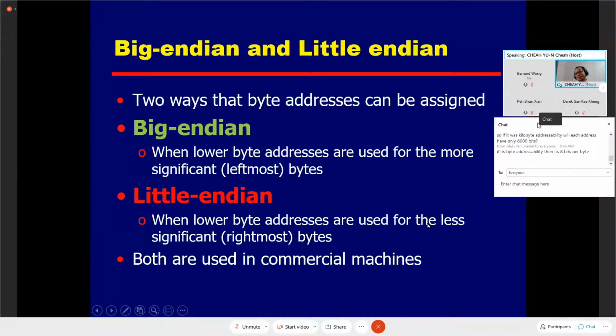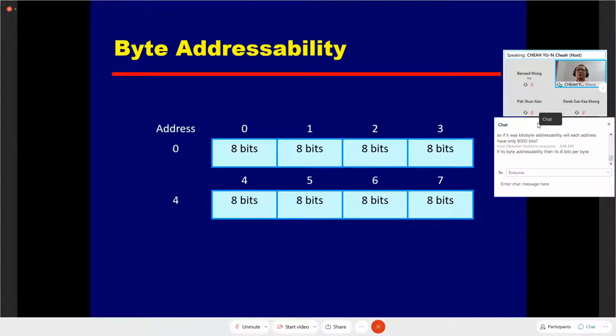Okay, let's get confused some more. Now look at this. We talk about byte addressability, right? And you see how the memory location address is being given. Notice that this example is given address 0 and address 4, and you notice the byte numbering, the byte addressing. It has 0, 1, 2, 3, and then 4, 5, 6, 7.